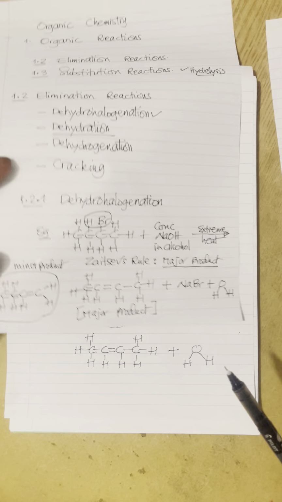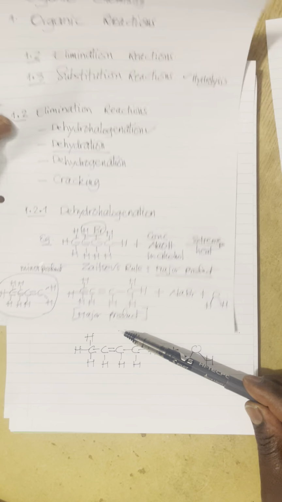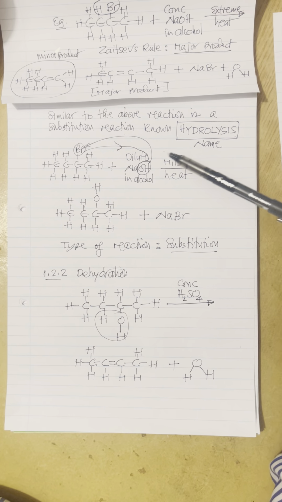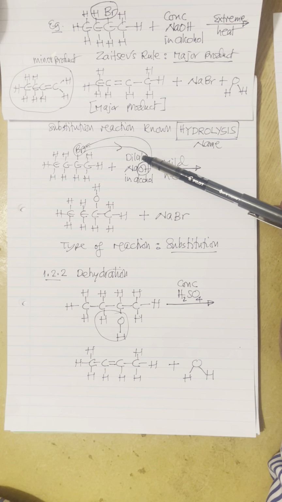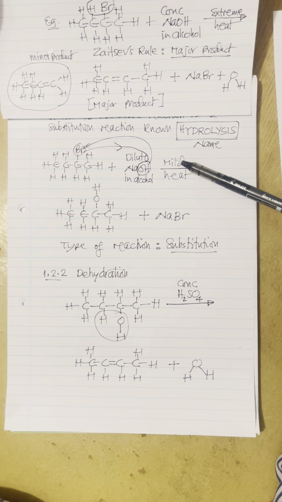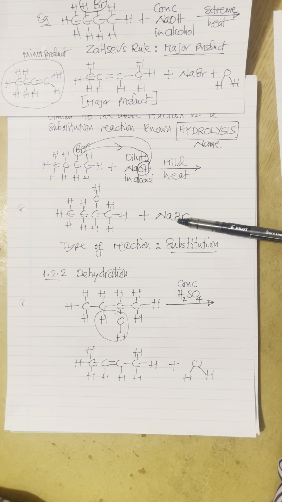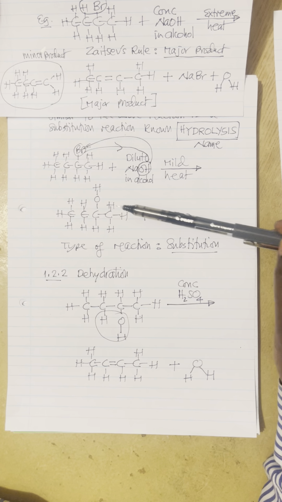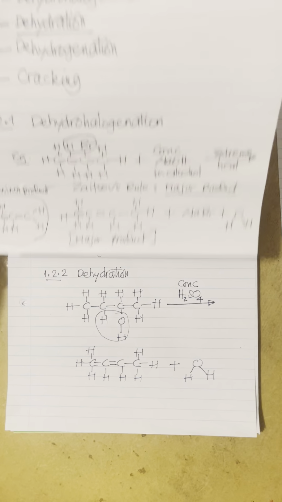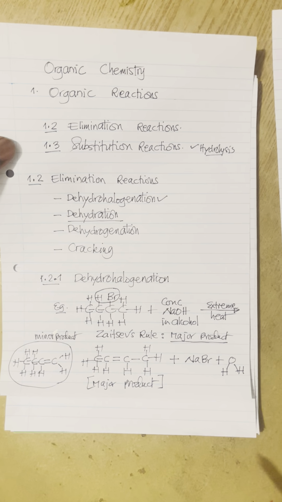But then again, I said to you, if you remember, this reaction here is very close and similar to a substitution reaction known as hydrolysis. If you check here, hydrolysis, the only difference in the conditions is that instead of using a concentrated strong base, we use a dilute strong base. Instead of using extreme heat, we use mild heat, and then you would have differences in terms of products. We have two products here, an alcohol, which is in this case butan-2-ol, and then you have sodium bromide, which you would also produce in the case of this dehydrohalogenation, which is an elimination reaction.